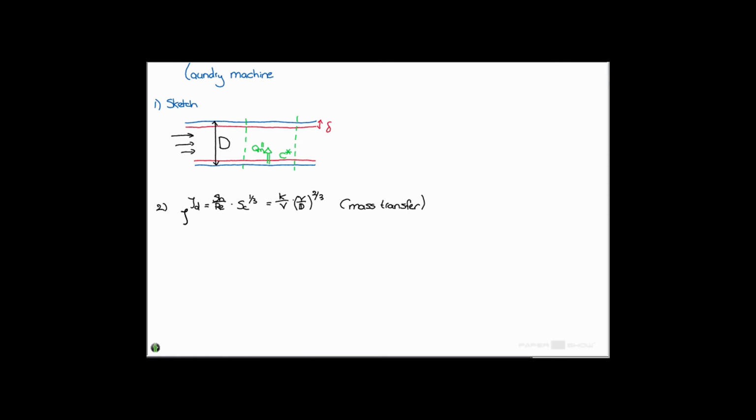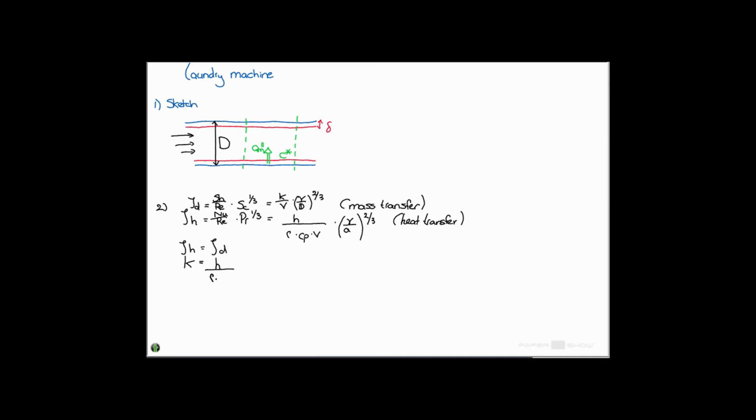Then for heat transfer, you have JH. And JH is Nusselt divided by Reynolds times Prandtl to the power of a third. And this can also be rewritten to the following equation. So this is also for heat transfer. What Chilton and Colburn say is that JD is equal to JH. And because JD is equal to JH, we can solve the equation for K.